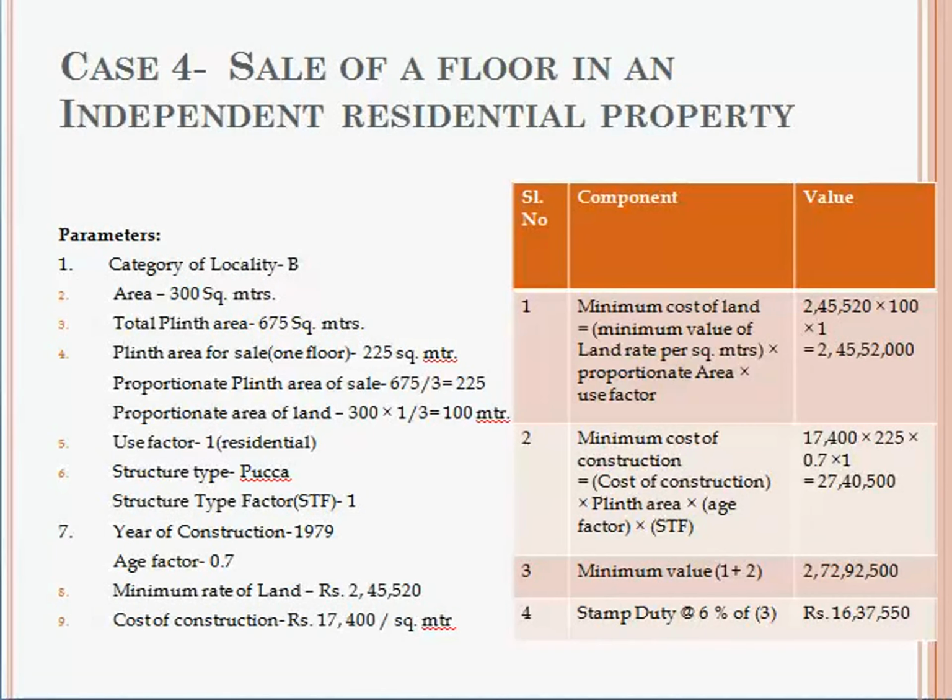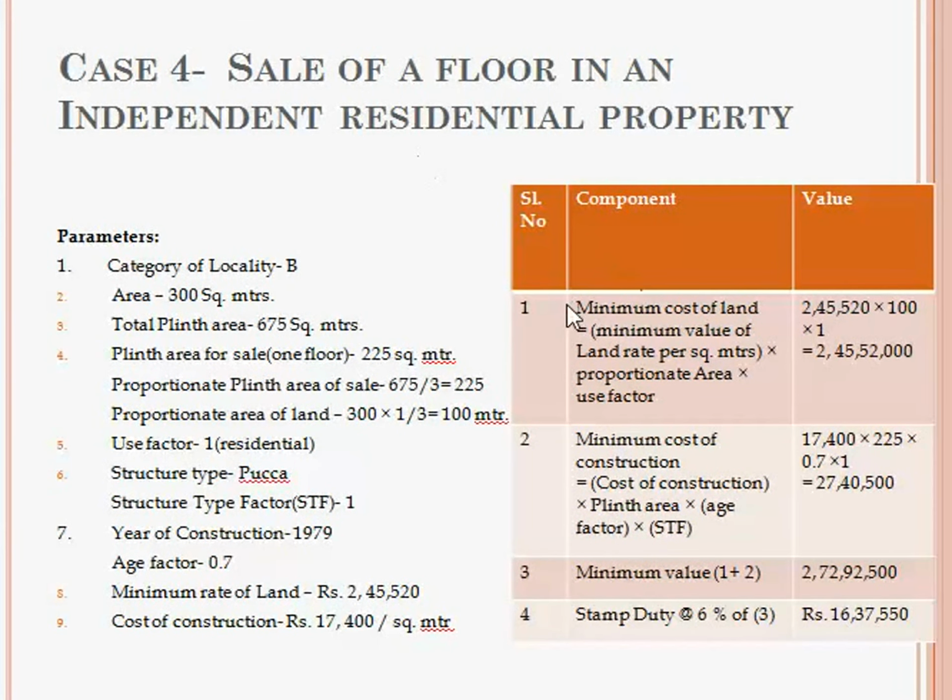In case 4, we will discuss calculation for builder floors. So again, there are certain parameters like category of locality, the total area of land, total plinth area of sale for one floor. In this case, we are assuming that there are 3 units in one particular piece of land. So we have to proportionate the plinth area of sale, and we have to proportionate the area of land. Again, use factor, structure type, year of construction, age of construction, minimum rate of land, and cost of construction.